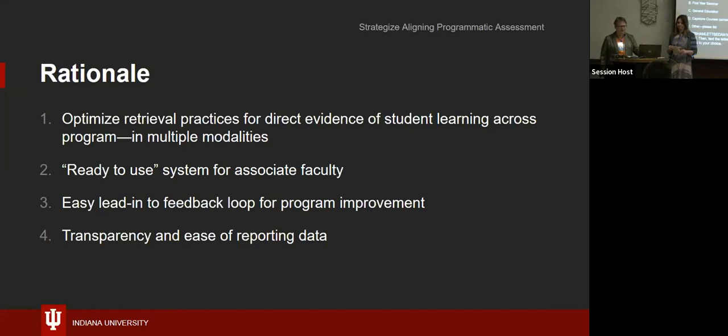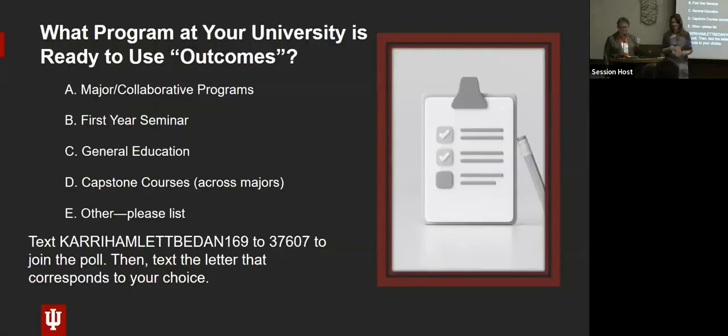All right, so if everybody would get your cell phones out, we're going to do a Poll Everywhere. Follow the directions on the screen. You text in 37607. This is for our online folks too. Pull out your cell phone, send a text message as though 37607 is the phone number you are texting. The text should say Karri Hamlett-Bedan 169. I am very sorry for my lengthy name. I wish that it were shorter on days like this. But if you text that, it's going to invite you to join our poll.